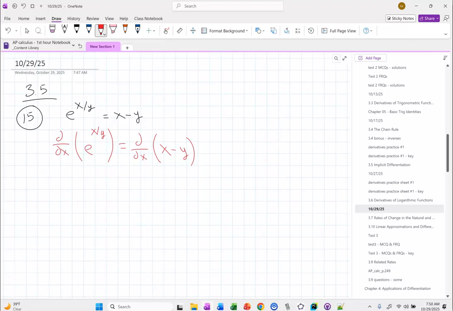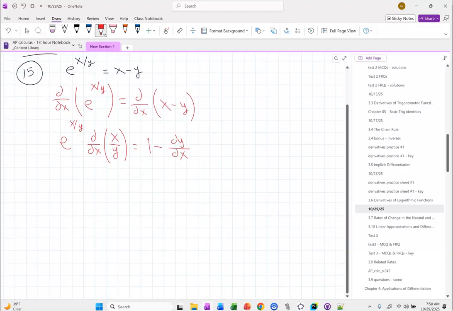So the outside function is e, so the derivative of e is just e, and then times the derivative of the inside. So far, so good. And on the right-hand side, the derivative of x is 1. Derivative of y is 1 dy dx. Very good. I'm not going to bother writing the 1. Is everybody cool with that? Okay.